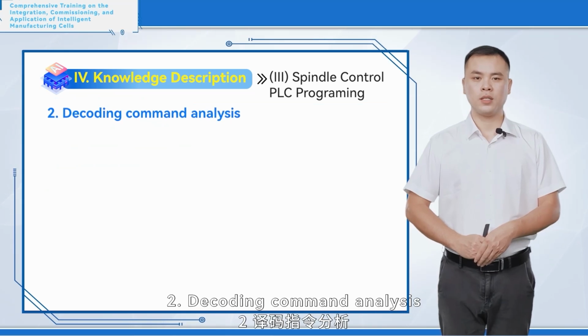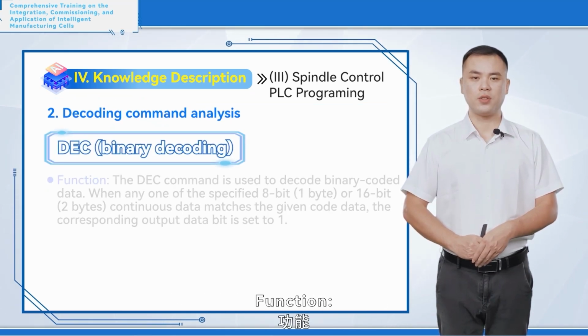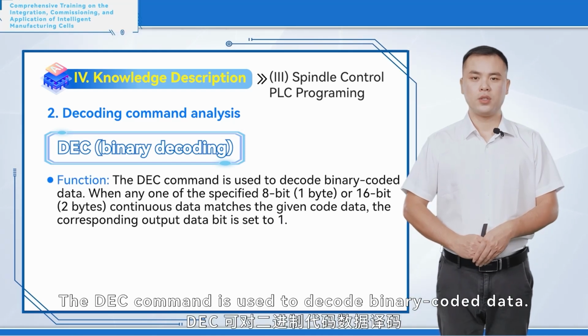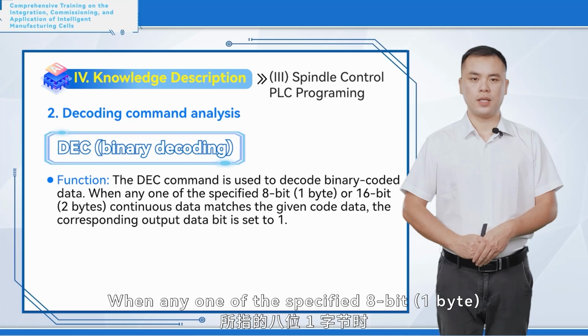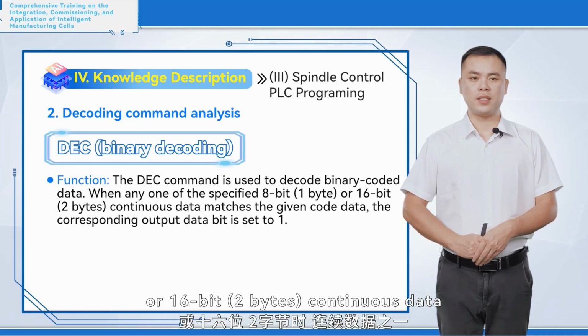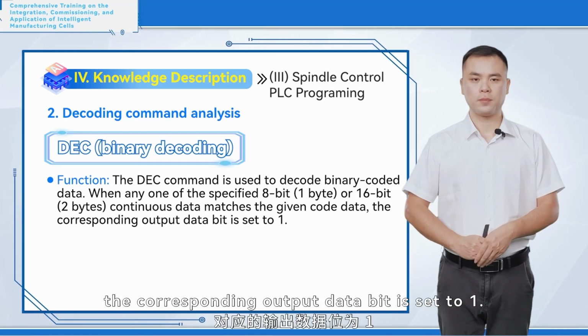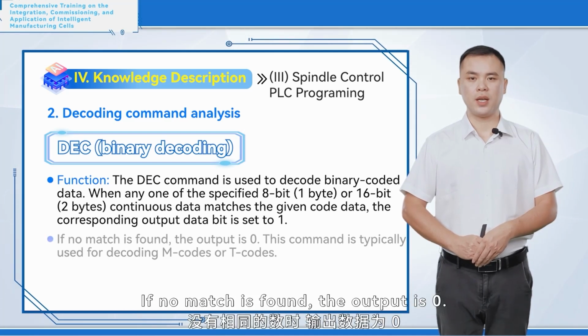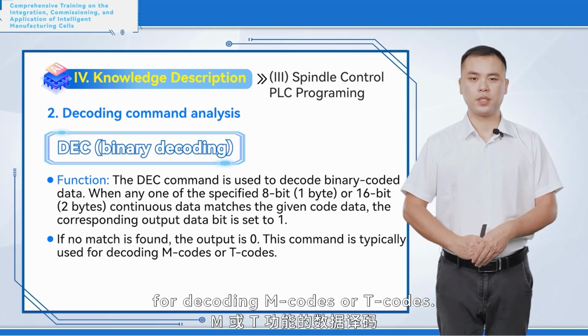2. Decoding command analysis. DEC, binary decoding. Function: the DEC command is used to decode binary coded data. When any one of the specified 8-bit, 1 byte, or 16-bit, 2 bytes, continuous data matches the given code data, the corresponding output data bit is set to 1. If no match is found, the output is 0. This command is typically used for decoding M-codes or T-codes.